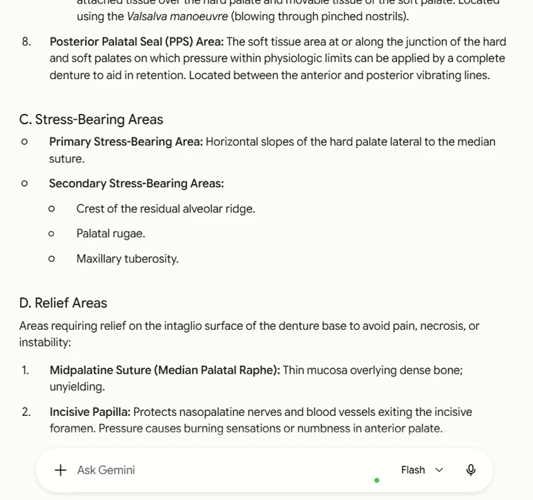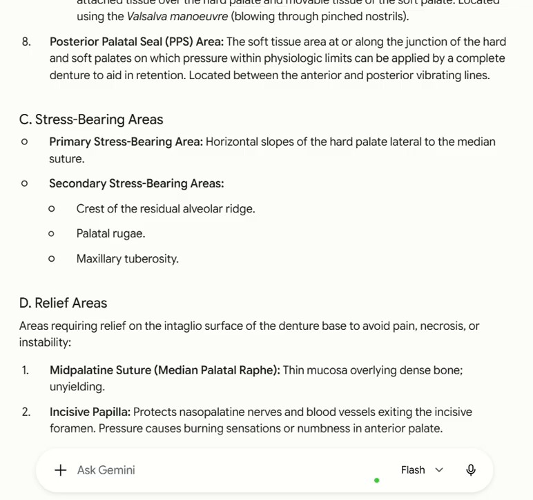C. Stress-bearing areas. Primary stress-bearing area, horizontal slopes of the hard palate lateral to the median suture. Secondary stress-bearing areas, crest of the residual alveolar ridge, palatal rugae, maxillary tuberosity.